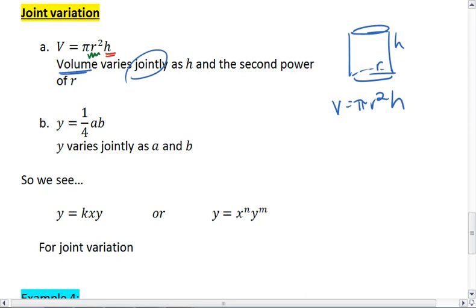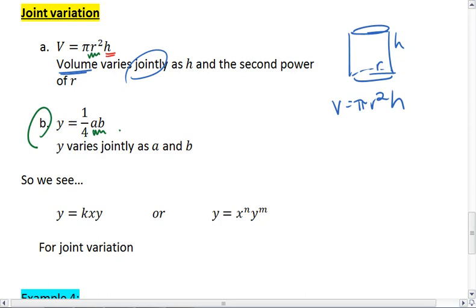Let's look at part B. We have y equals 1/4 ab. In this one, y varies jointly as a and b. So as a gets bigger, y gets bigger. As b gets bigger, y gets bigger. Or as ab gets bigger, then y gets bigger.